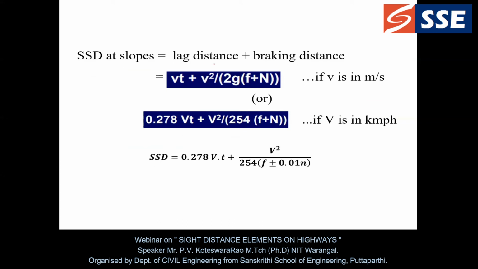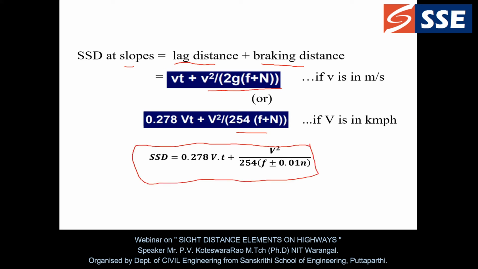The lag distance is the same, it does not change. The only variation is in the braking distance, because we have taken the slope. Then you can use either this equation or this one. So this is about the stopping sight distance. Hope this is clear to everyone. Does anyone still have a doubt?